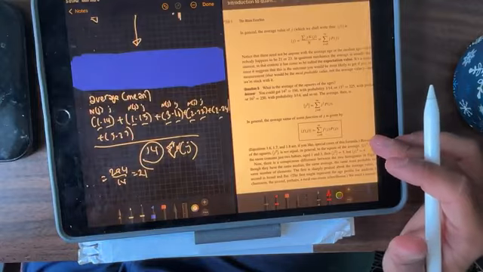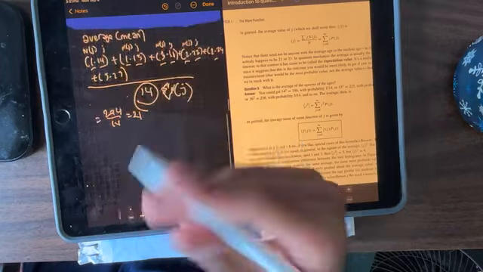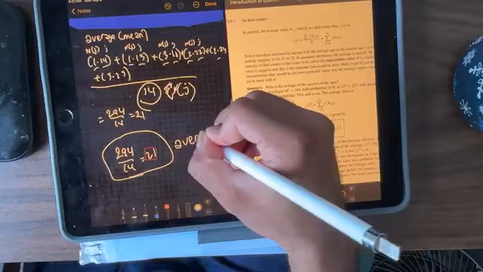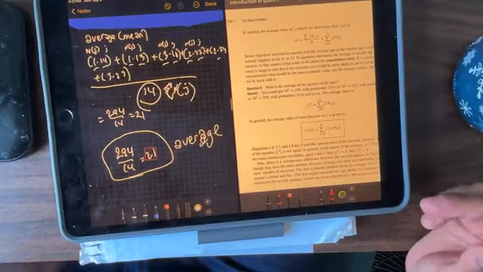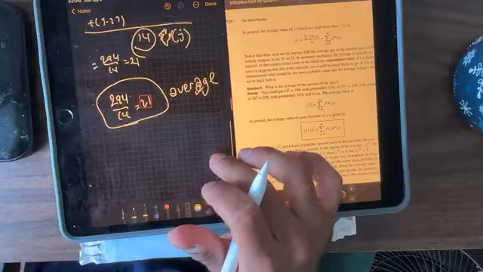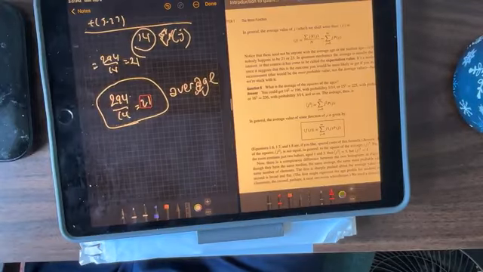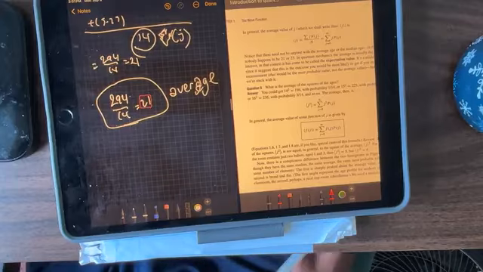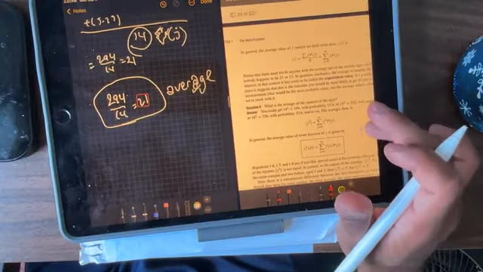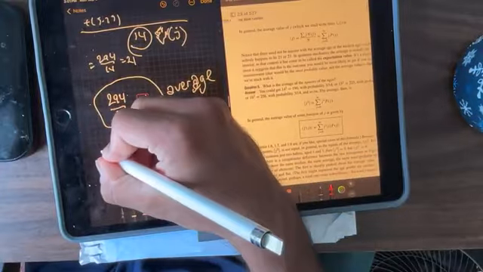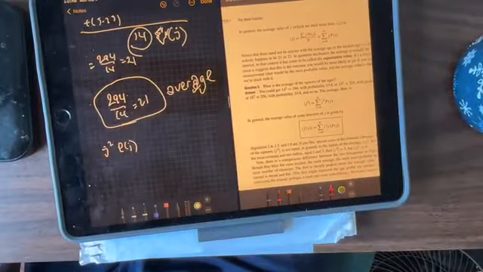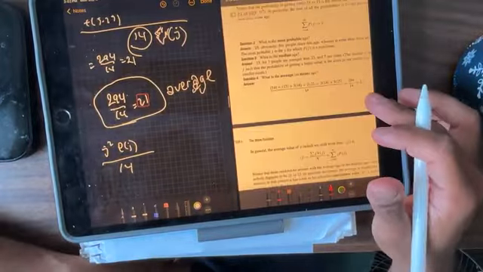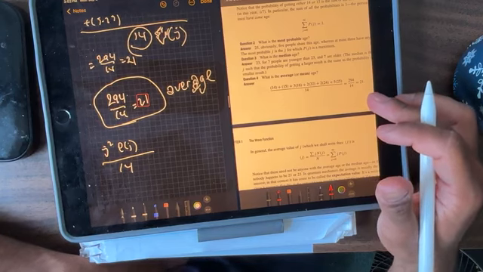In general, the total would be 294 by 14, which is 21. This is the general average or mean. Now, how do you calculate the average of the square? To calculate the average square, you'd have j squared times p of j, divided by 14. Now, what do we know about j?